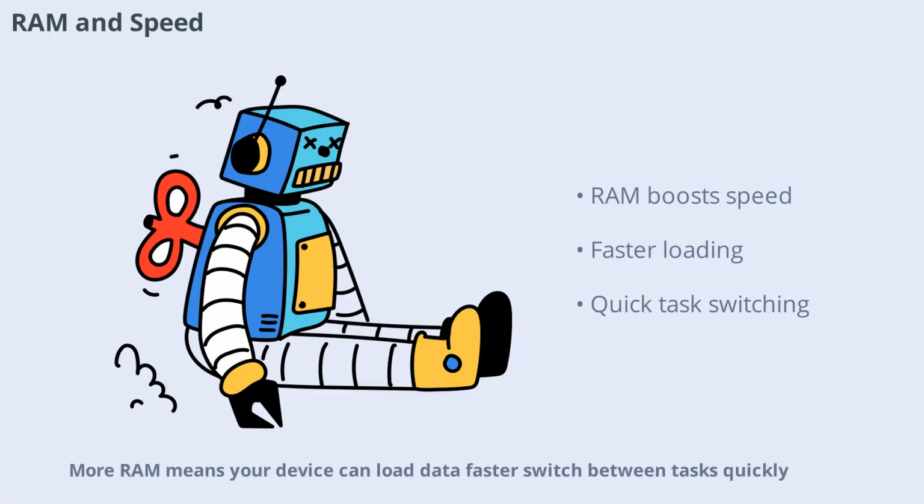More RAM means your device can load data faster, switch between tasks quickly, and keep everything running smoothly. If you notice your device slowing down, upgrading your RAM can make a big difference. Speed is essential for gaming, multitasking, and everyday use.